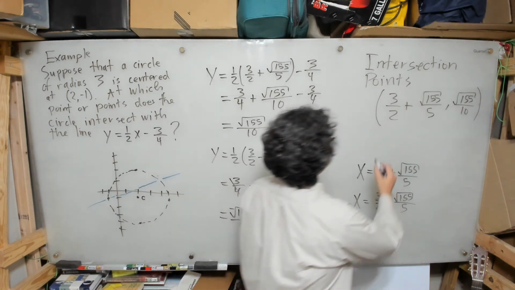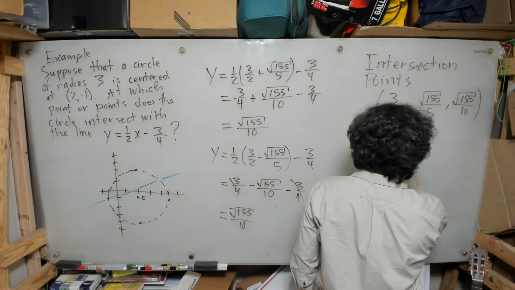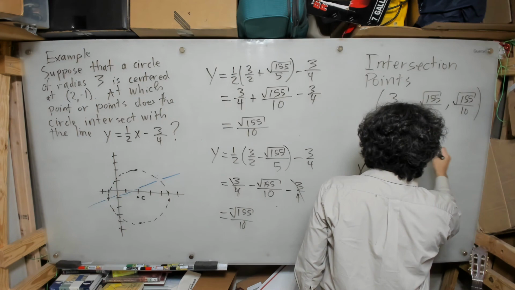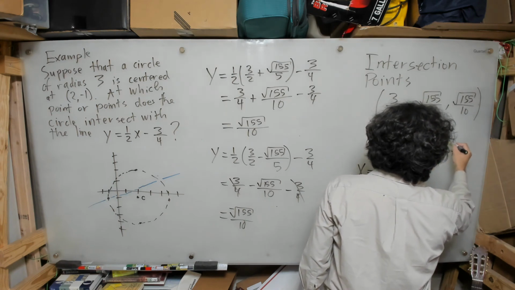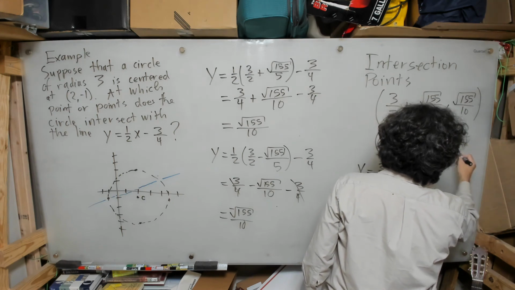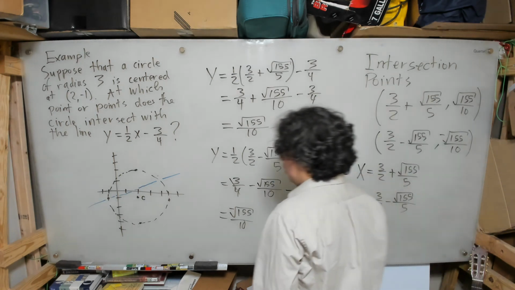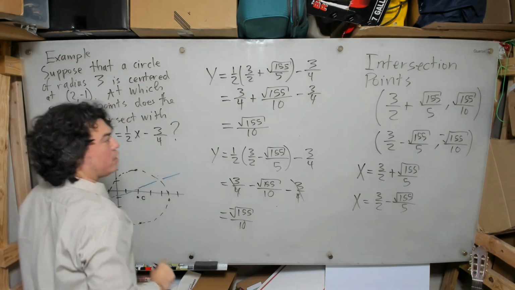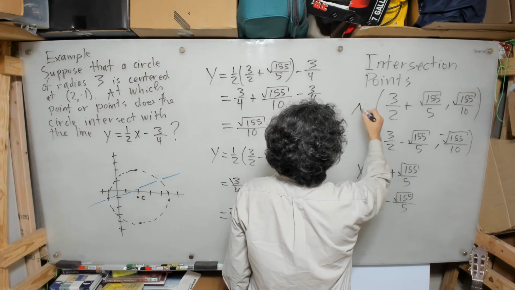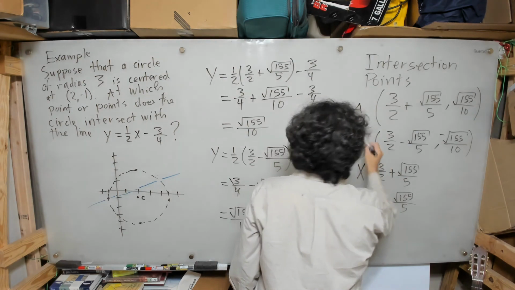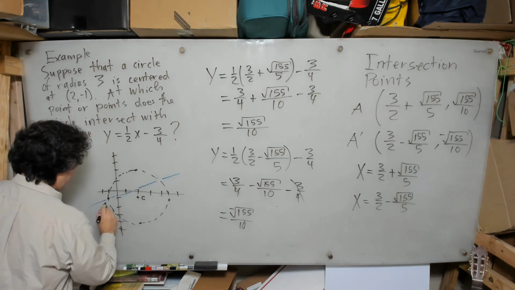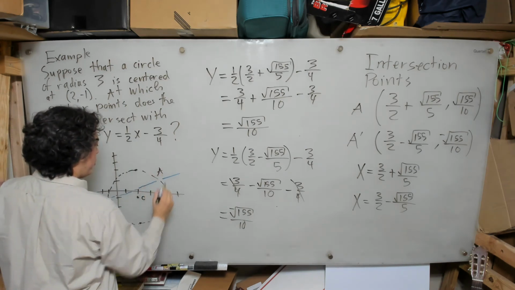So then our second intersection point is going to be 3 over 2 minus the square root of 155 over 5, with y coordinate negative square root of 155 over 10. Okay? So then, if we wanted to, let's say this is A and A prime, then we can say that this is going to be the A prime, and this is going to be my A.